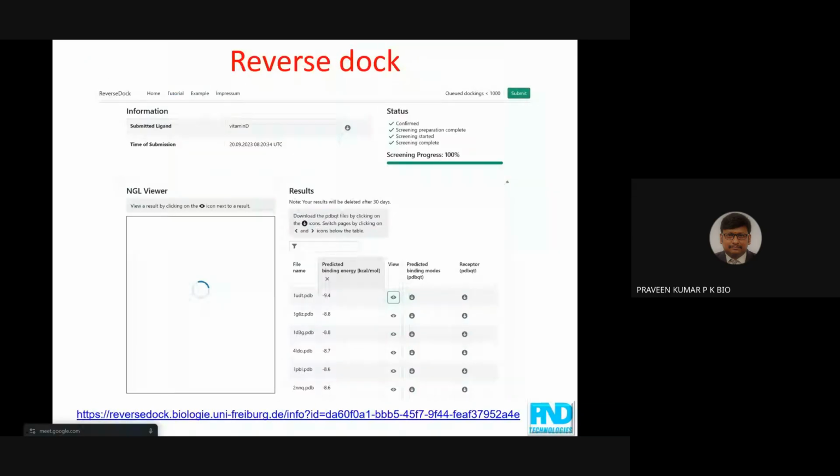The final tool in today's session is ReverseDock. This is the URL for ReverseDock. Simply input a ligand, and you can find a series of receptors and also the binding energy score. For this, we have to try with the URL mentioned below.